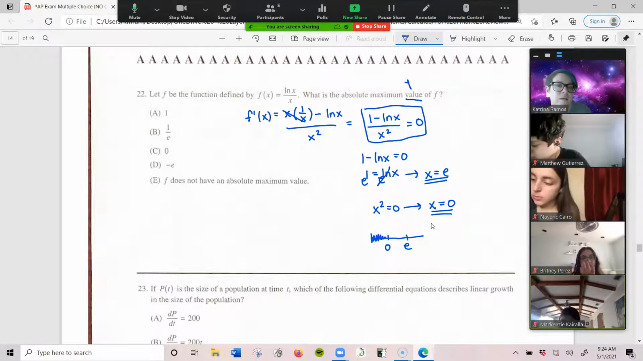From 0 to e, e is 2 point something or other, so we can plug in 1. If you plug in 1, we get 1 minus the ln of 1 over 1, which the ln of 1 is 0. Remember, that's the only ln value that you need to remember. Okay? So 1 minus 0 over 1 is 1, which makes it positive.